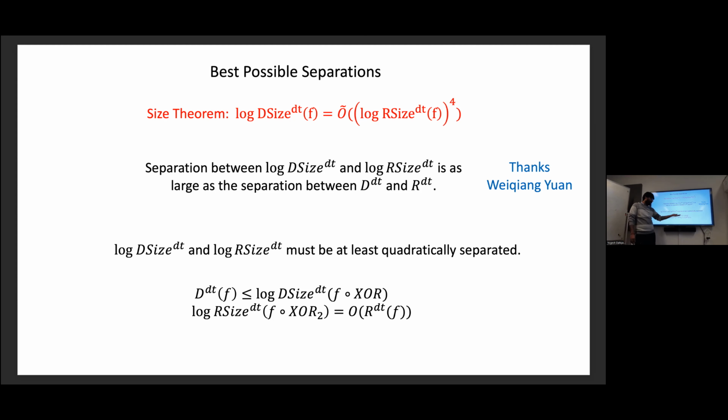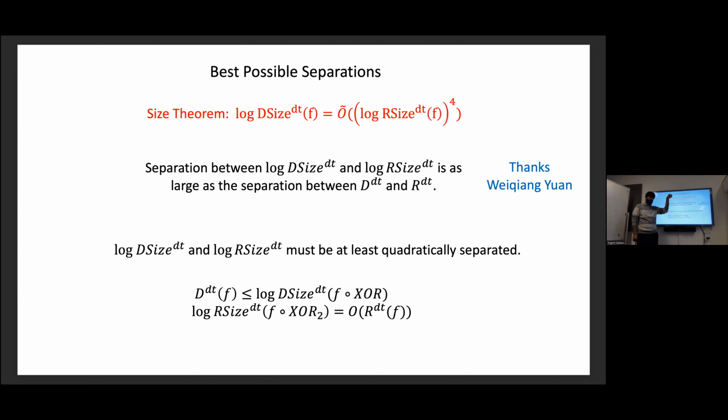Let's take a function and compose it with 2-bit XOR. The log of the deterministic size of that function will be at least its depth, right? This is like saying we can lift depth to size, and tree-like resolution too. And the log of the randomized size of F composite XOR can be upper bounded by the randomized depth, because you can start with a tree which computes your F and simulate that.